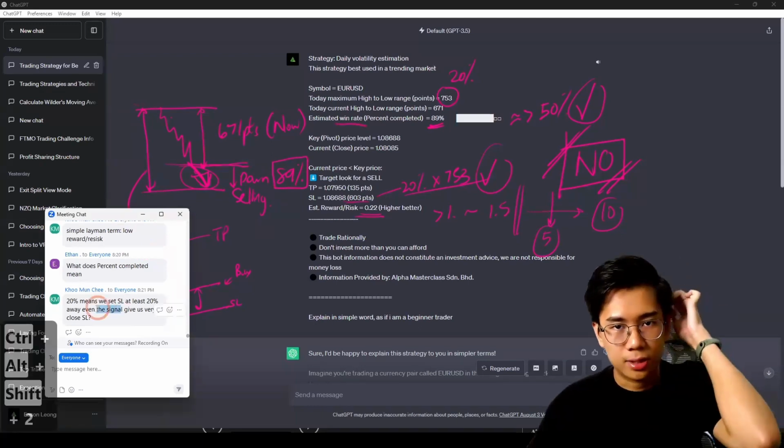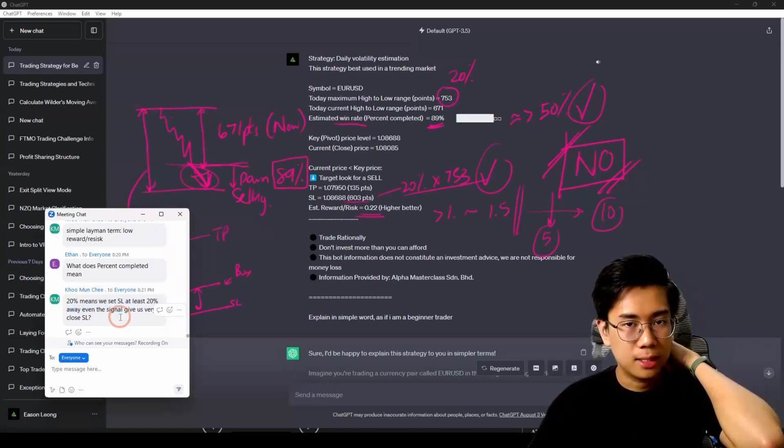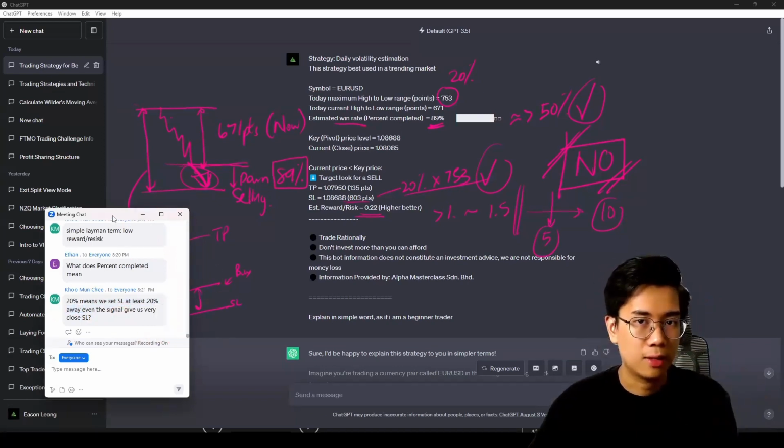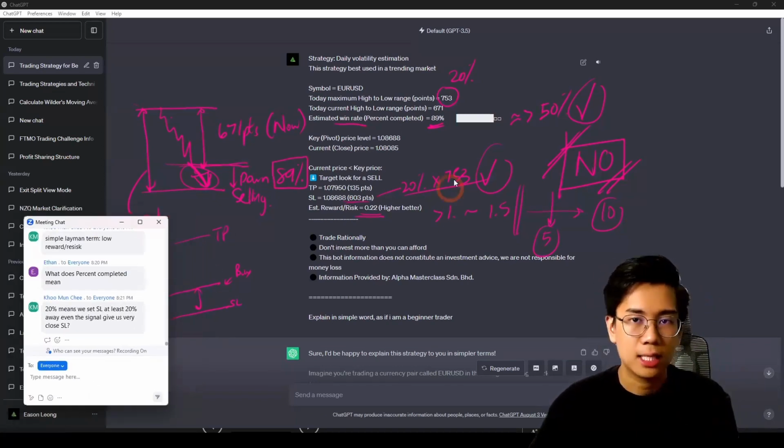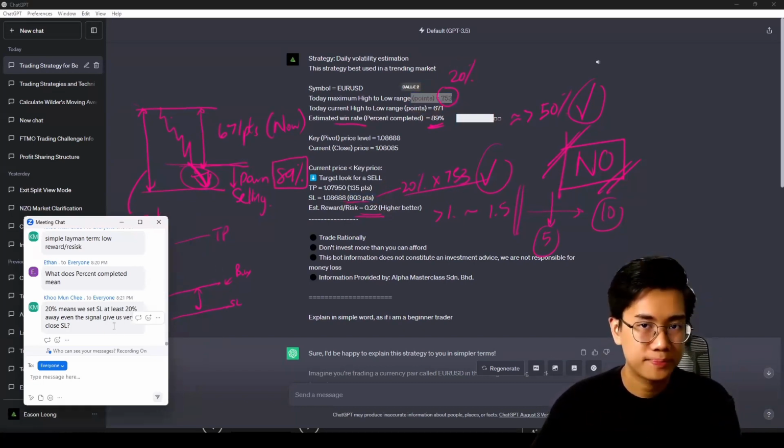20% means that we need to set our stop loss at least 20% away, even if the signal given is very close to stop loss. Yes, correct. Even though it tells you to be maybe 10 points, 20 points, a very small number, you still have to extend it further to be 20% of this number. So you calculate that out.